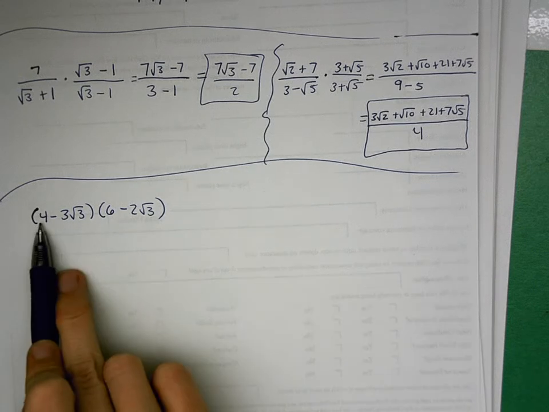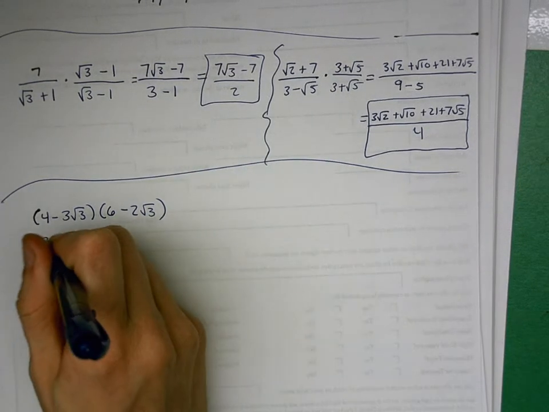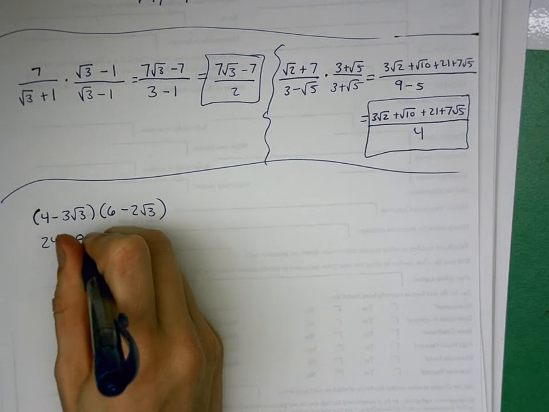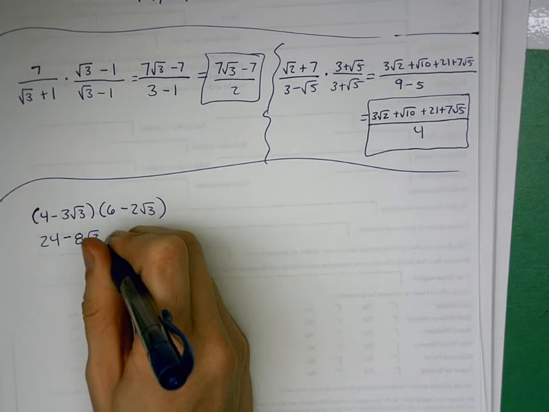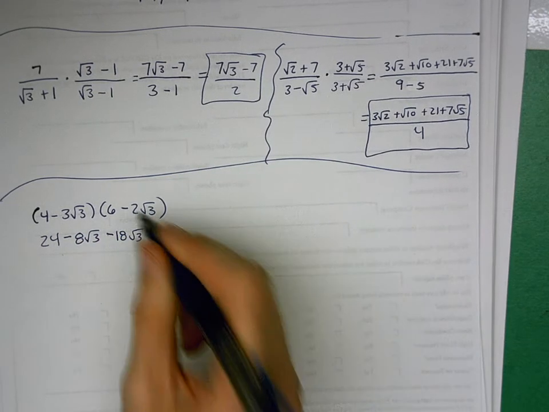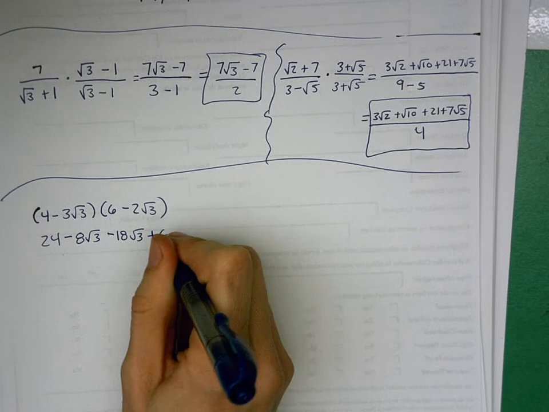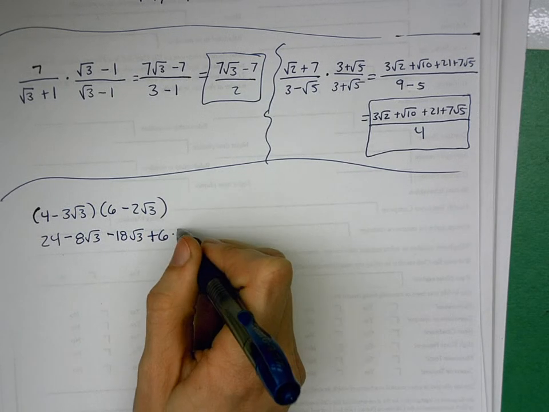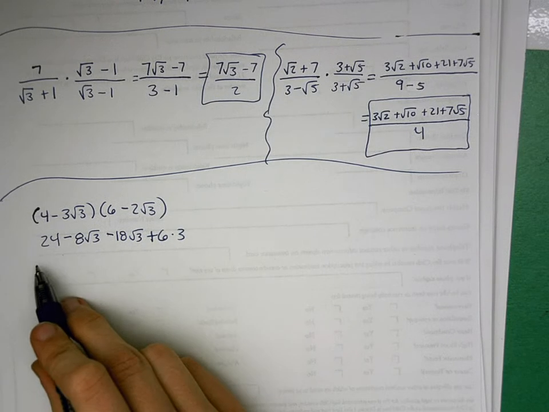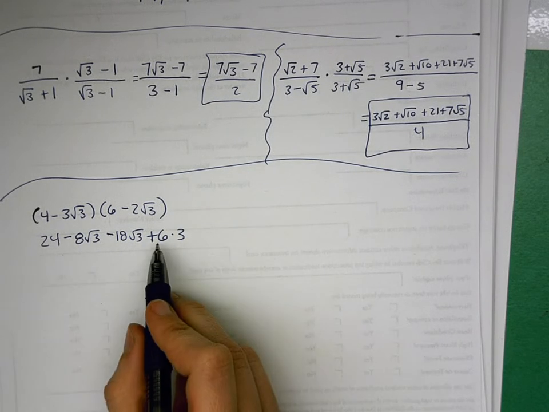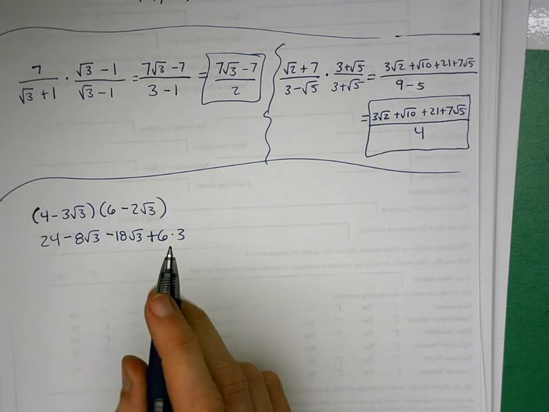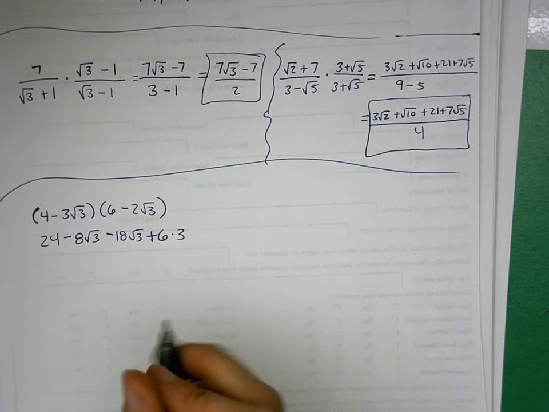Okay, foiling, 4 times 6 is 24. 4 times negative 2 root 3 is negative 8 root 3. Negative root 3 times 6 is negative 18 root 3. Negative 3 times negative 2 is positive 6, and root 3 times root 3 is 3, which is 18 back here. So then combining like terms, 24 plus 18 would be 42.